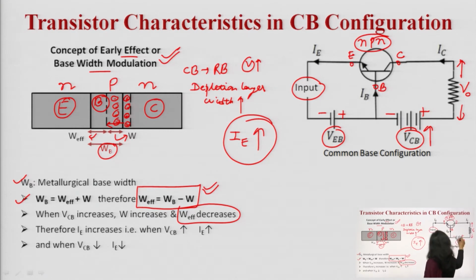And if you decrease VCB, what will happen? This particular width will decrease, more area for recombination will be available over here, more recombination will occur and IE will decrease. So upon increasing the reverse bias voltage between the collector base junction, IE, the emitter current, will increase, and if you are decreasing VCB, IE will decrease. Remember these terms because they will help you while plotting the characteristic curves.